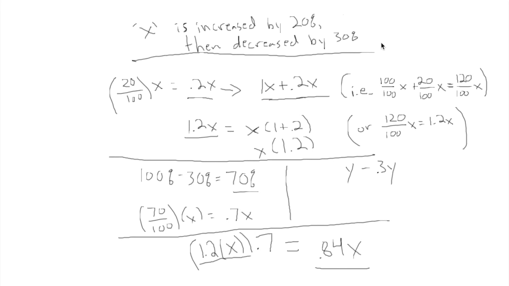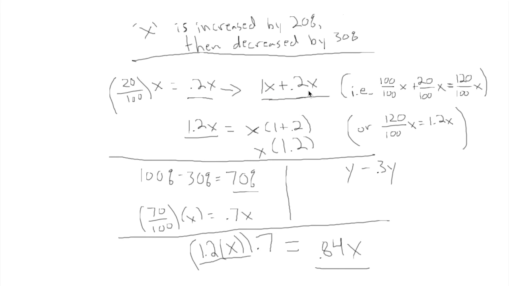So to do this, first of all, x is increased by 20%. When you're increasing something by some percent, that means you're taking the initial value and adding to it 20% of that initial value. So how do we figure out 20% of the initial value?